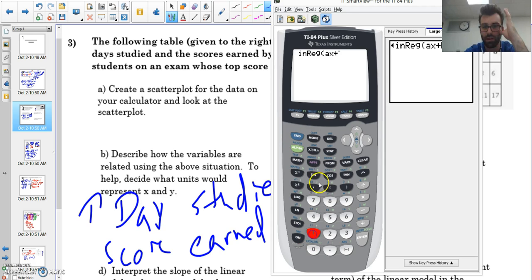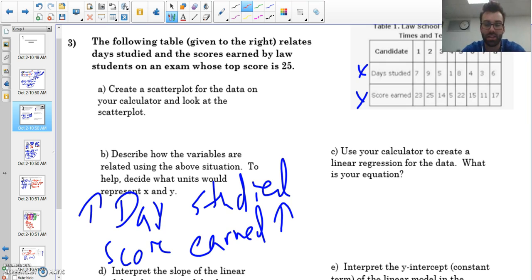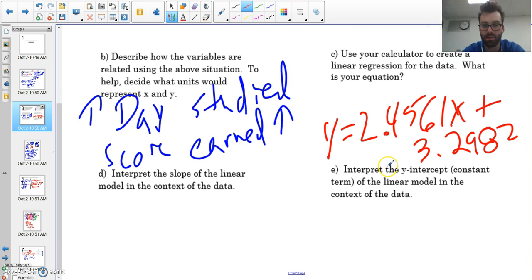Second L1, comma, second 2, enter. Boom, it's the same thing. So there's my linear regression equation. Y equals 2.4561x plus 3.2982. I use a bunch of decimals just because I like more exact answers.